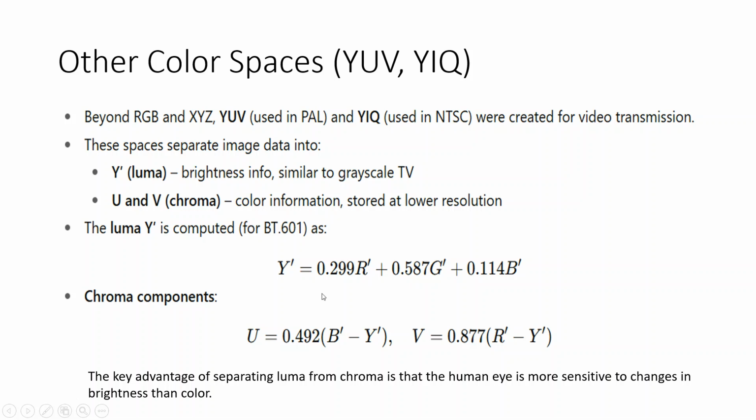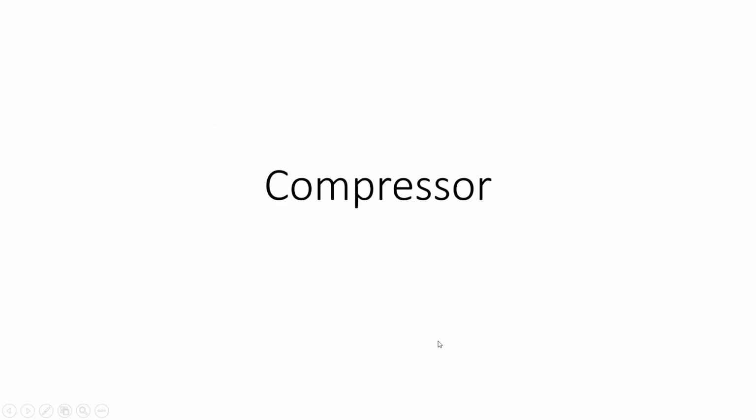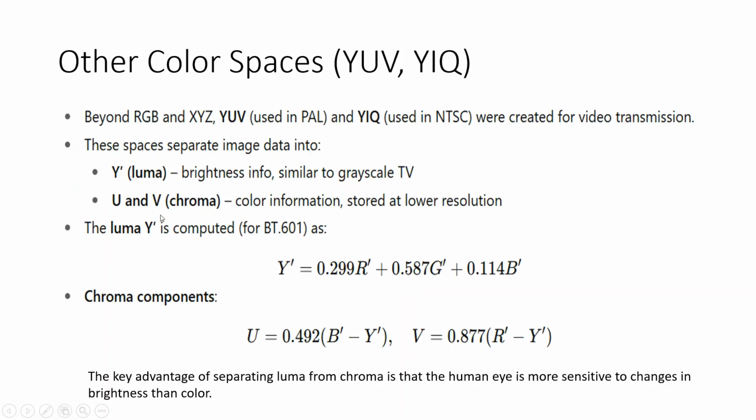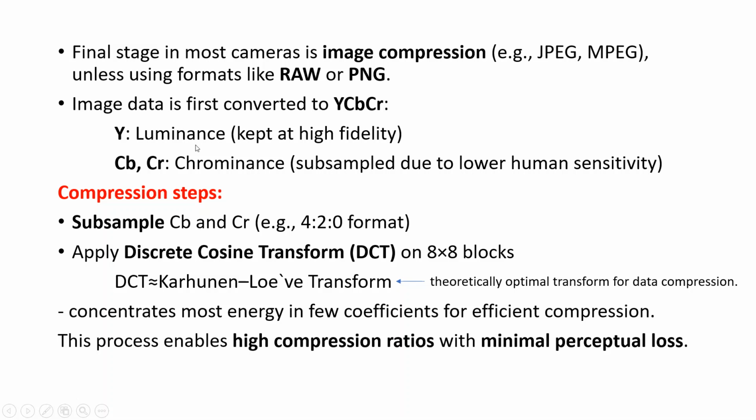Based on the RGB value, we can get the luma as well as the chroma. 0.299 R dash plus 0.587 G dash plus 0.114 B dash represents the luma value. Subtracting Y dash from B and from R, we can get the chroma components. Then the compression: after converting into YCbCr, this YUV is also known as YCbCr. Y represents luminance, CbCr represents chrominance.